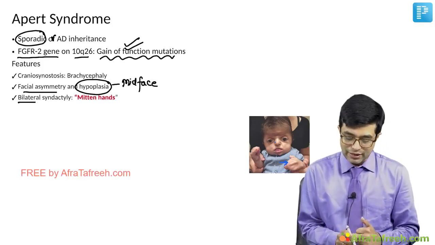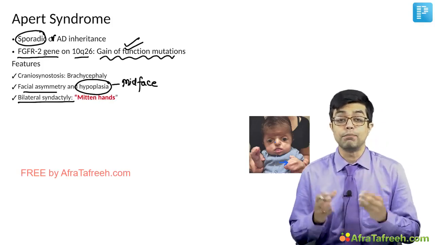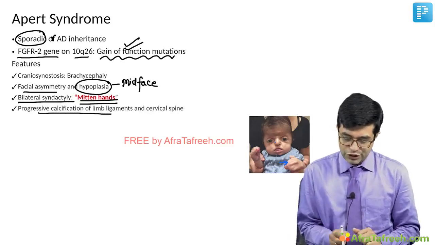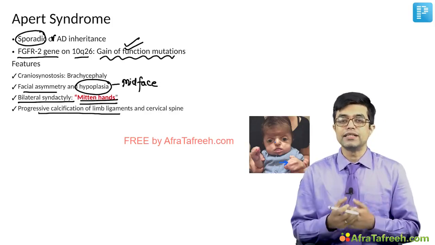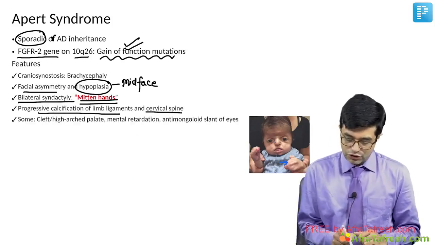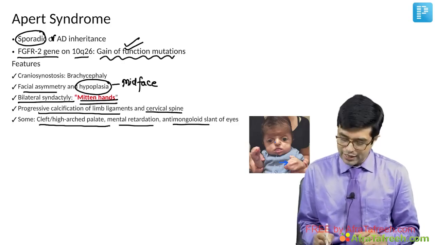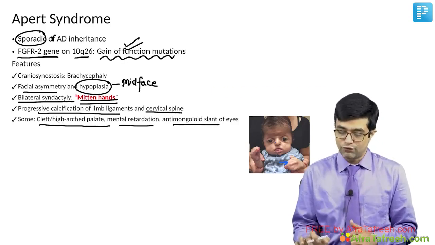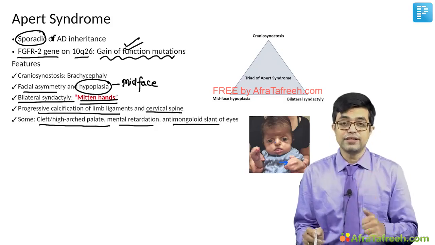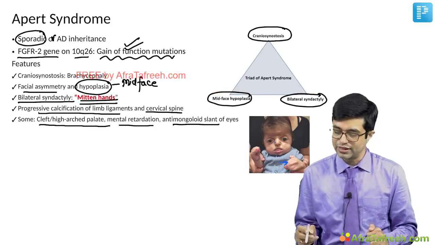So mid-face hypoplasia is severe in patients with Apert syndrome. They have bilateral syndactyly of second, third, fourth, fifth digits, producing a complete fusion of the digits bilaterally. We call them mitten hands. There is progressive calcification of limb ligaments, mainly involving the hands and feet, and sometimes also the cervical spine. Some of these children also show cleft or high arched palate. They show mental retardation and anti-mongoloid slant of eyes. And what is the classic triad of Apert syndrome? The classic triad originally described was craniosynostosis, mid-face hypoplasia, and bilateral syndactyly.